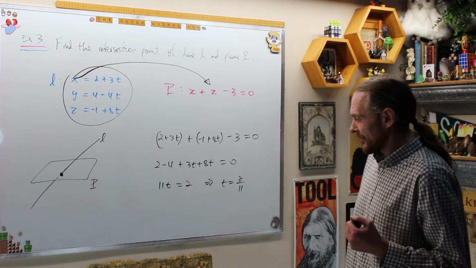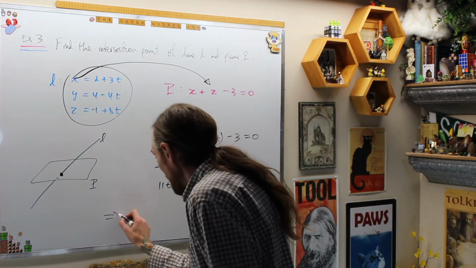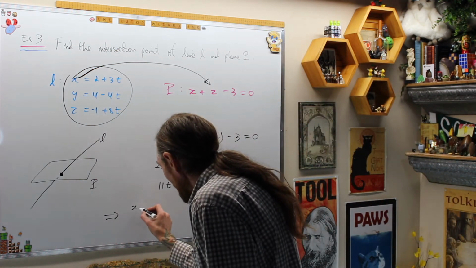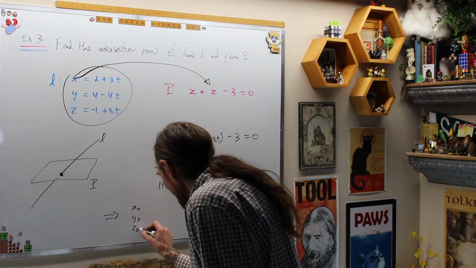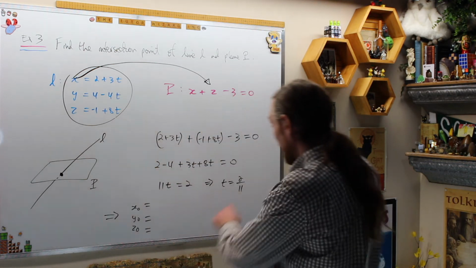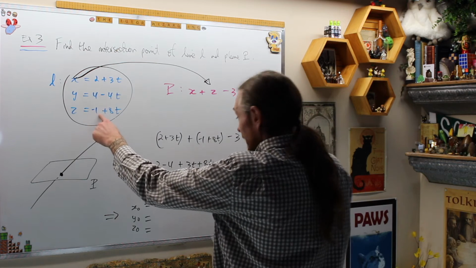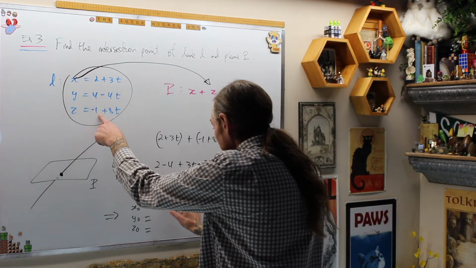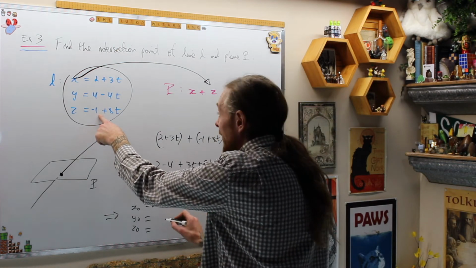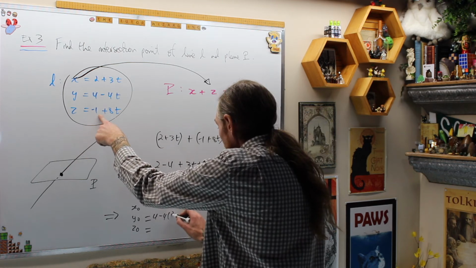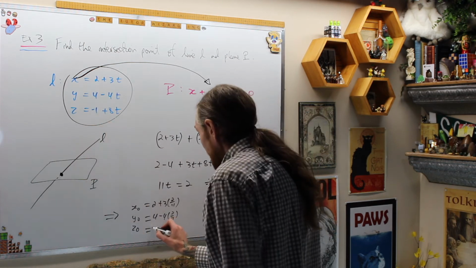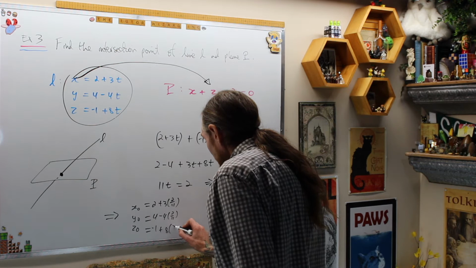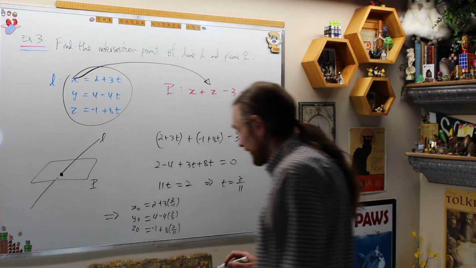Probably the latter. We'll see. So what does that mean? Putting that back in there, the unique point x naught, y naught, z naught, which is their intersection point, will be putting this parameter back into here. I'm going to get 2 plus 3 times 2 over 11, 4 minus 4 times 2 over 11, and negative 1 plus 8 times 2 over 11, which is what?